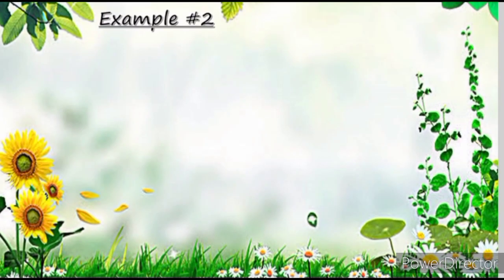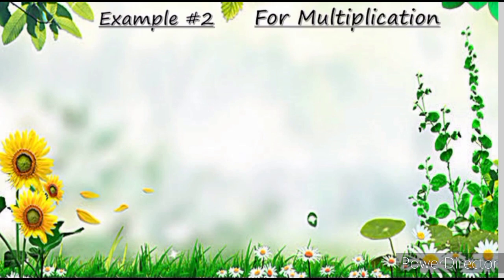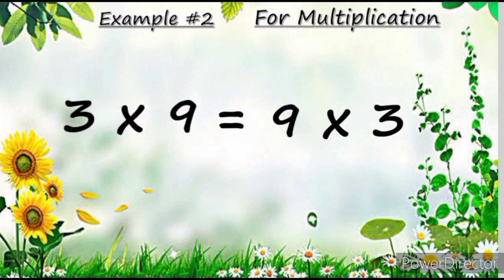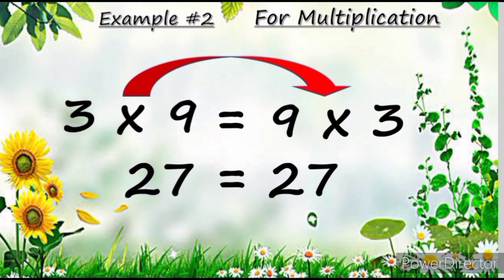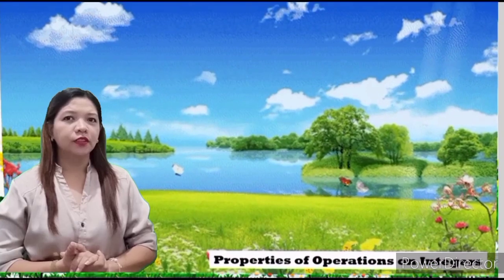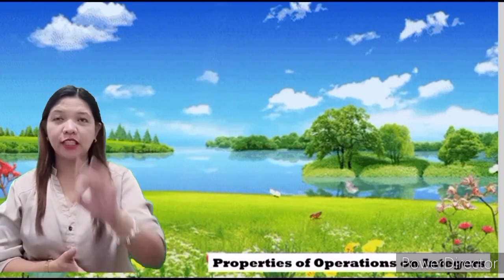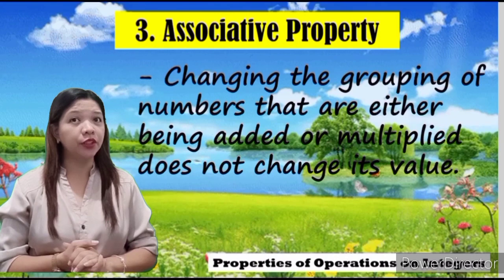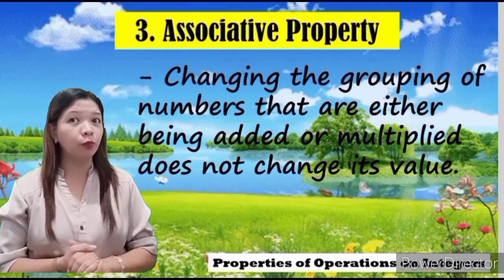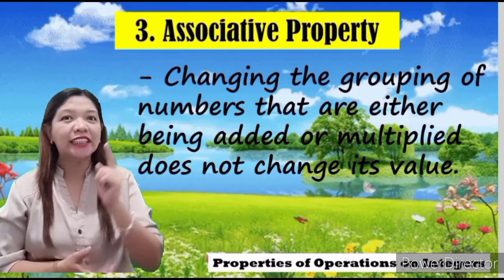For example number 2, this is for multiplication. We have 3 times 9, and this is also equal to 9 times 3. Even if the factors change their position, their product remains the same, which is 27. Property number 3. Associative property. Changing the grouping of numbers that are either being added or multiplied does not change its value.